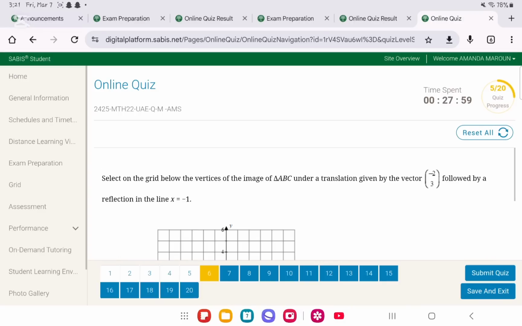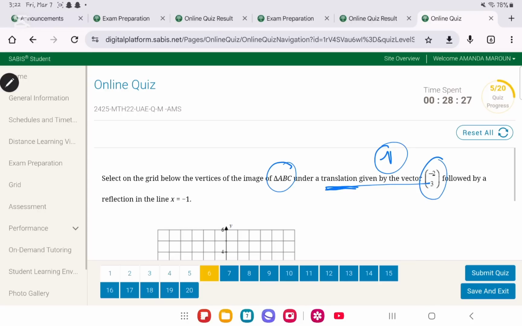Question number 6 is not difficult, it's just a little bit long, and there's something that was not in the previous question. So, select on the grid below the vertices of the image of triangle ABC. First thing, triangle ABC, that means we have to take the points A, B, and C under a translation. So first what happens is a translation. This is the first thing we will be doing.